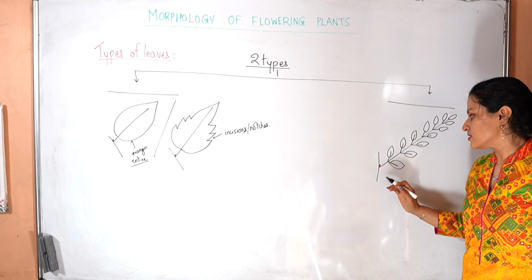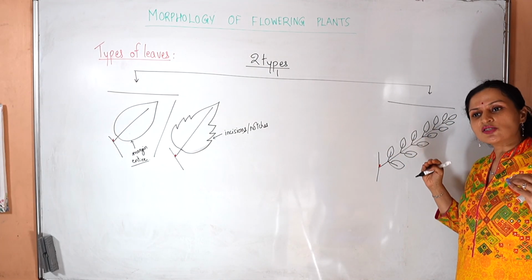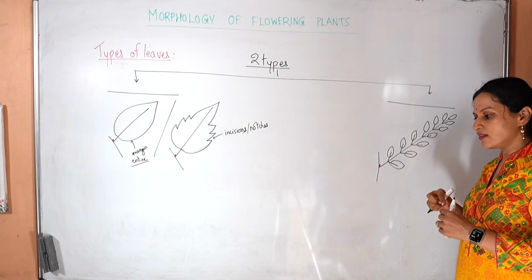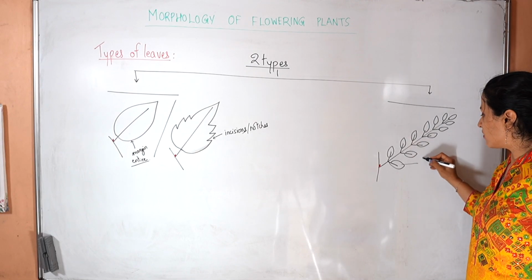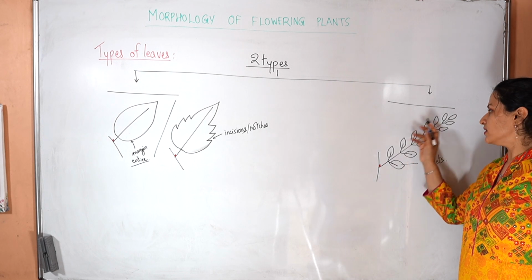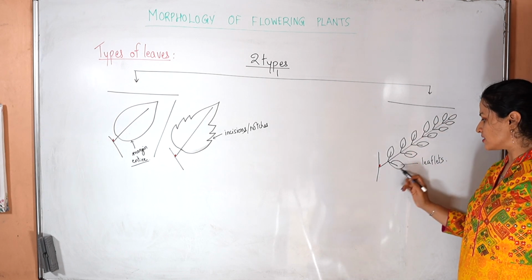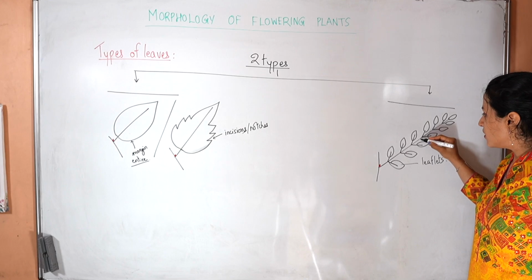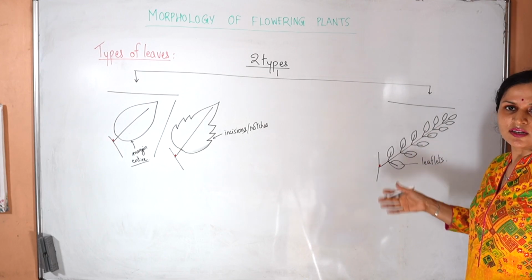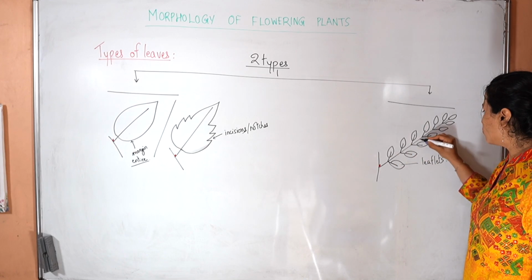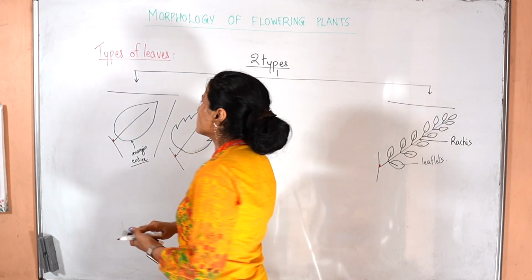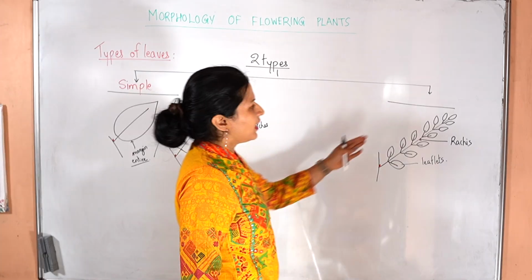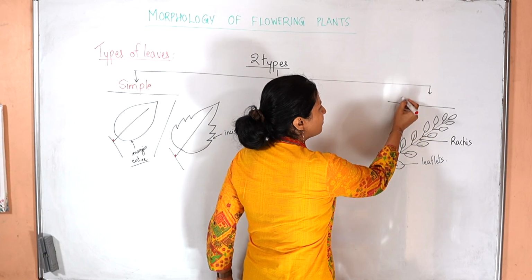However, in the second case, you see that the incisions went so deep that they cut the lamina into smaller leaflets. What you see over here are the leaflets. This entire thing is one leaf and these are the leaflets. The midrib in this case is no longer known as a midrib, it is now known as a rachis. Both these leaves, the first ones, are known as simple leaves. And this type of leaf is called a compound leaf.